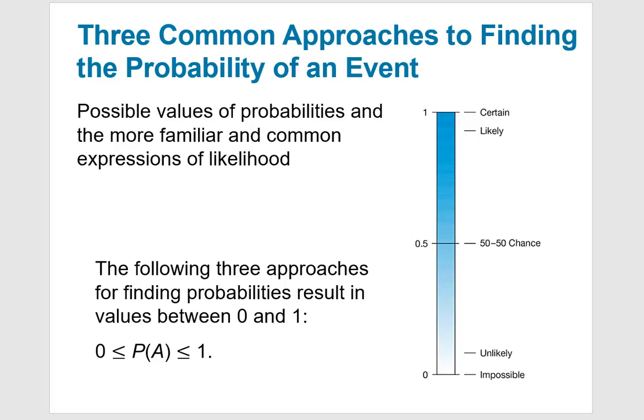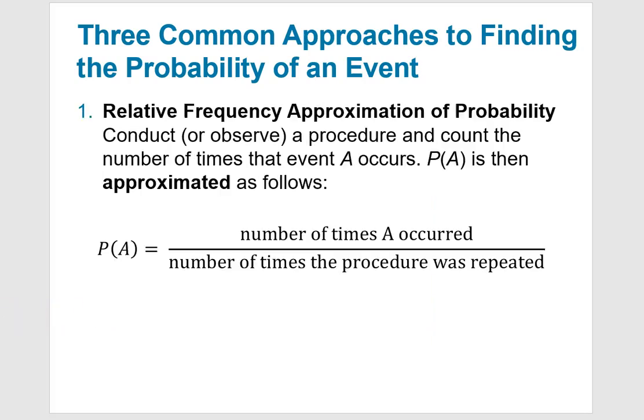Probabilities always lie between 0 and 1. 0 means it never happens, and 1 means it is certain. It's going to happen. The closer you are to 1, the more likely it is to happen. The closer you are to 0, the more unlikely it is to happen. So just so you know, every probability will be between these two. Some people do them as percentages between 0% and 100%, but we usually write probabilities as a decimal between 0 and 1. All right, so let's talk about the 3 different ways that we can find a probability.